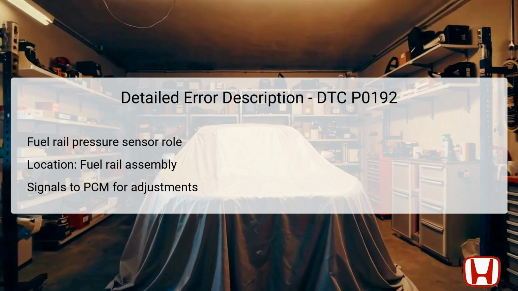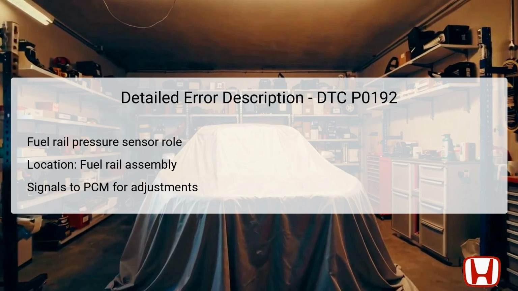The sensor converts the measured pressure into electrical signals, which are then sent to the powertrain control module, commonly known as the PCM. The PCM uses these signals to control the high-pressure fuel pump solenoid so that the fuel pressure remains within specified limits under various operating conditions.